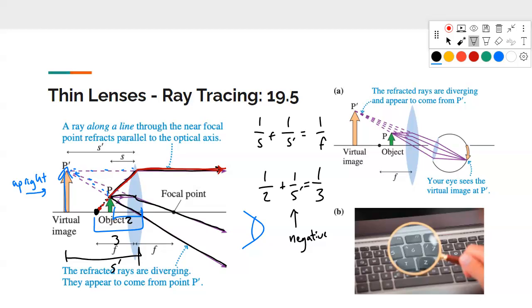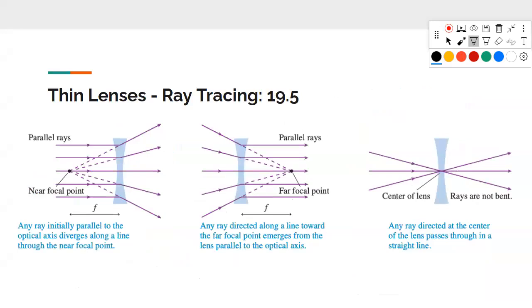Okay, so we should dive back into this. But hopefully having a little break is helpful. We now want to draw the ray diagrams for diverging lenses, and it's very, very similar.